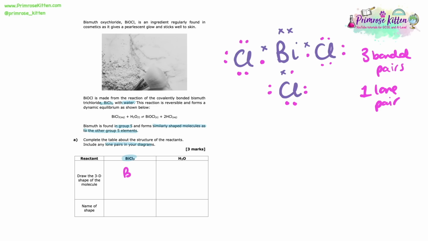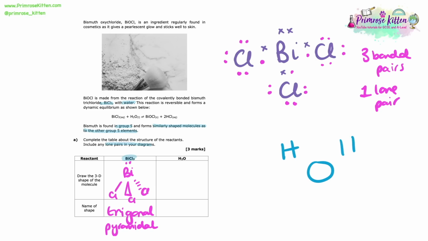And so that's what we need to draw here. We're going to have the bismuth with a lone pair on the top, and then we're going to have 3 sticks coming out of it, 1 into the page, 1 out of the page, and 1 sort of parallel to the page. And the shape of that is trigonal pyramidal. And the way that I know that is just by knowing that that's the shape when we have 3 bonded pairs and 1 lone pair around our central atom.